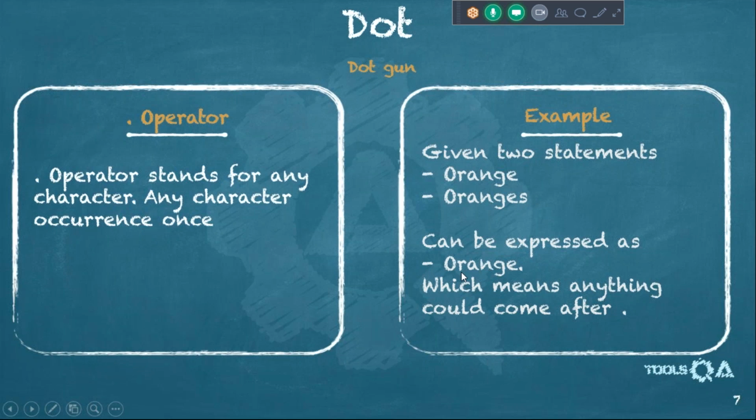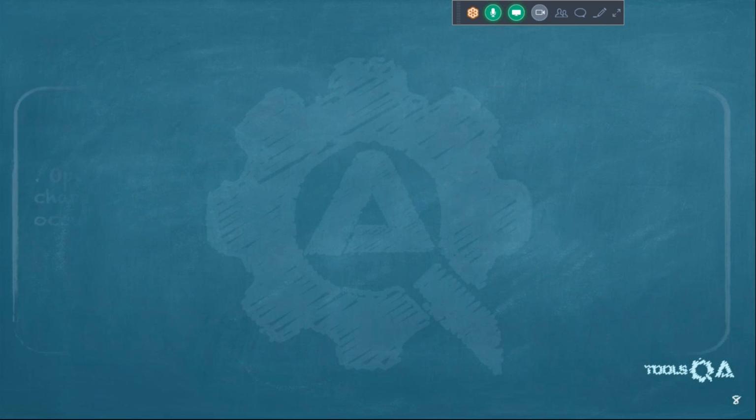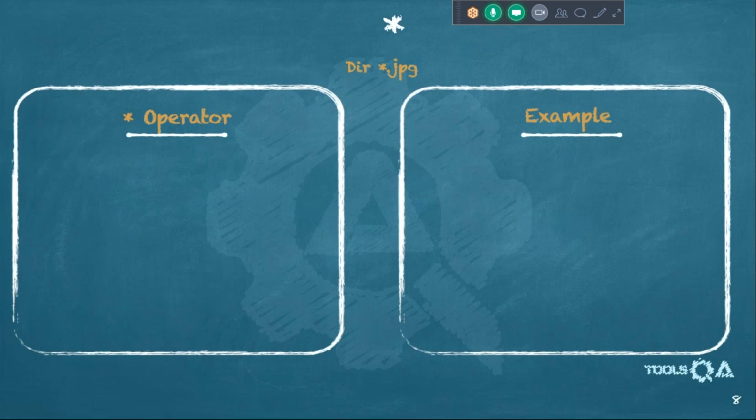So what we can do is simply say orange dot, which means that this regular expression will match orange and it will also match oranges. So basically a dot operator stands for any character occurrence 0 or 1 time. The character could not be present at all, which is the case of orange, or it could be present, which is the case of oranges, right? So this is the dot operator. It represents any character, and the occurrence is 0 or 1.